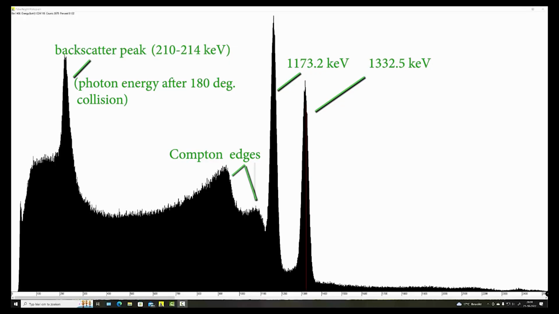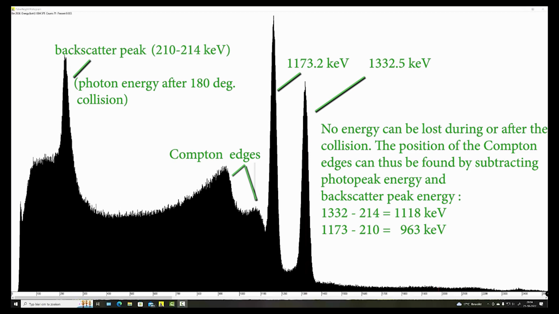The Compton edges reside at a distance of 210 keV of their respective photon peaks. The electrons at the Compton edge gained the maximum possible amount of energy from the incoming photon that bounced back on them at 180 degrees, and this photon retained only a small amount of its original energy, as visible in the backscatter peak. No energy can be lost during the collision. The position of the Compton edges can thus be found by subtracting photon peak energy and backscatter peak energy.